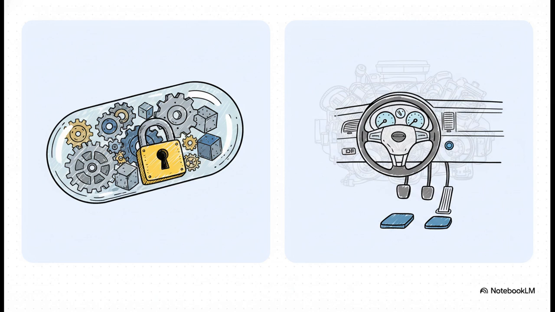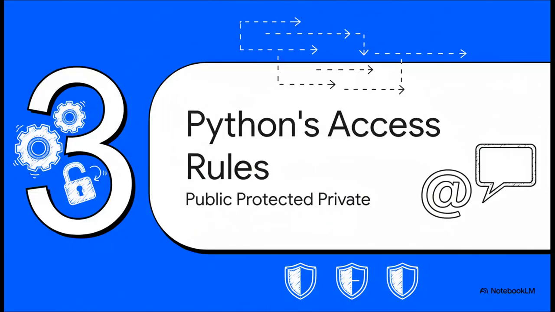Think of it like this. Encapsulation is what protects the car's engine, keeping all the complicated parts sealed away safely. Abstraction is the fact that you only need a steering wheel and two pedals to drive it. All right, so that brings us to the practical part. How do we actually do this in Python?